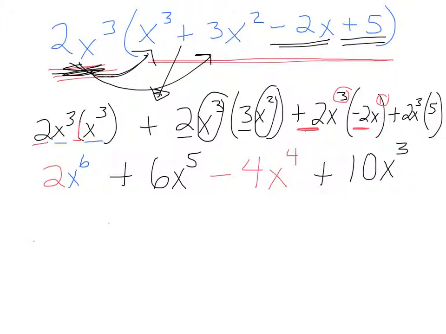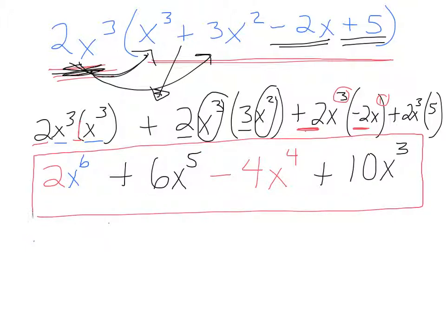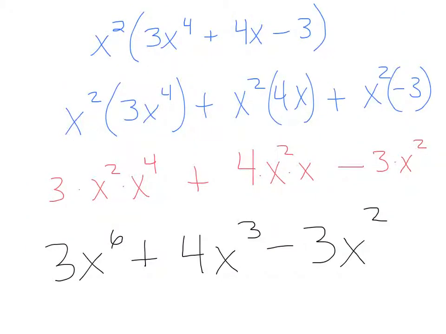Are there any like terms in this expression? Answer, no. So this is the expression that is the product of 2x to the third times the quantity of x to the third plus 3x to the second minus 2x plus 5. The product is right there in the box. Delicioso! Here's another example that's just worked out for you. You can pause the video if you need another look at a monomial times a polynomial. We're going to move on to a binomial times a binomial.